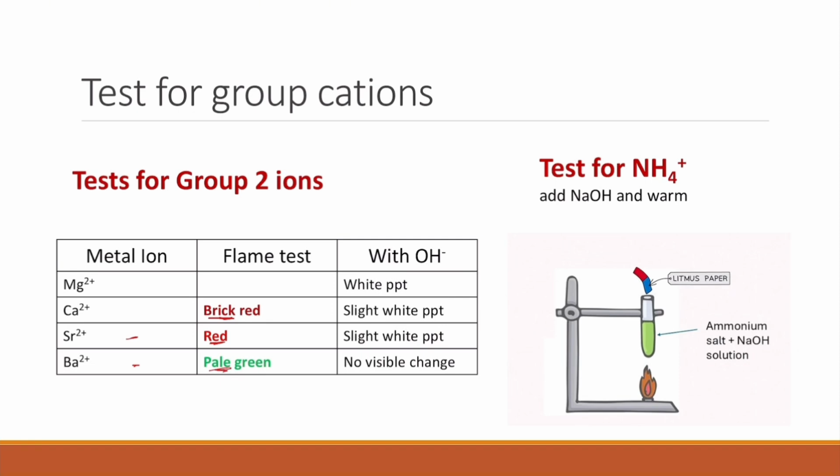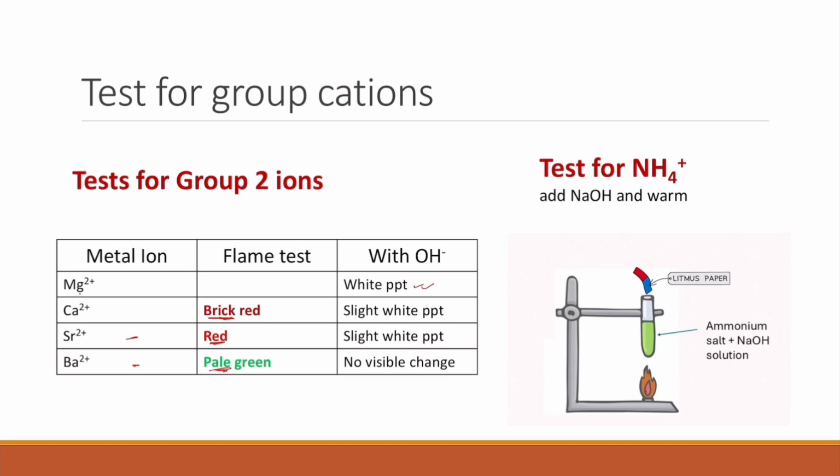The test with the hydroxide, for example sodium hydroxide: we know that magnesium will give you a white precipitate. Calcium will give you a slight white precipitate, not really a strong precipitate, and strontium as well, because they tend to be more soluble in water. With barium, there will be no visible change because barium hydroxide is soluble in water.